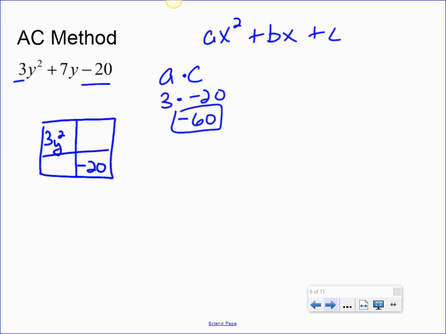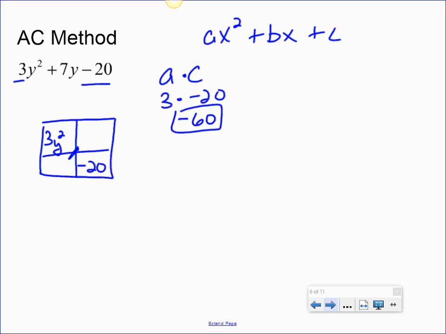This I know is going to be a negative 20. The question is, what do these two boxes, or where are those two boxes coming from? And the answer to that is the negative 60. So what we're looking for now is factors of a negative 60 that will add up to a positive 7.